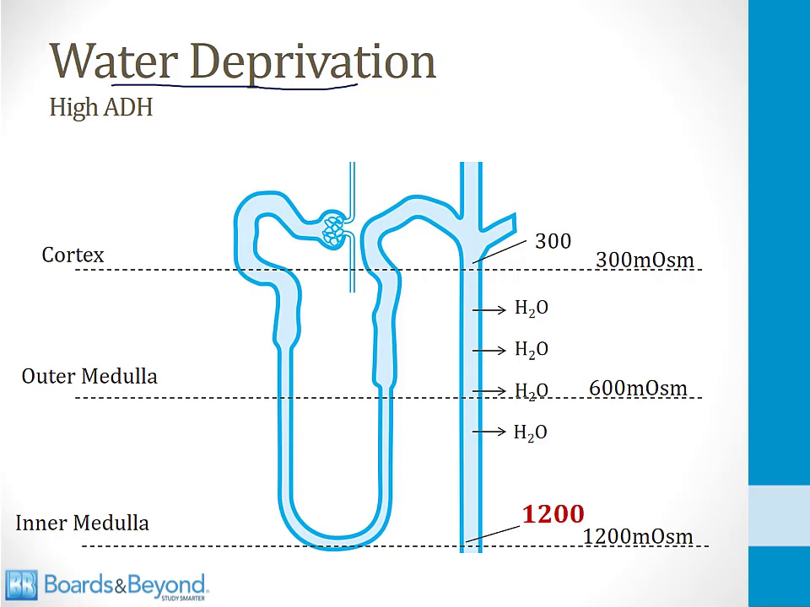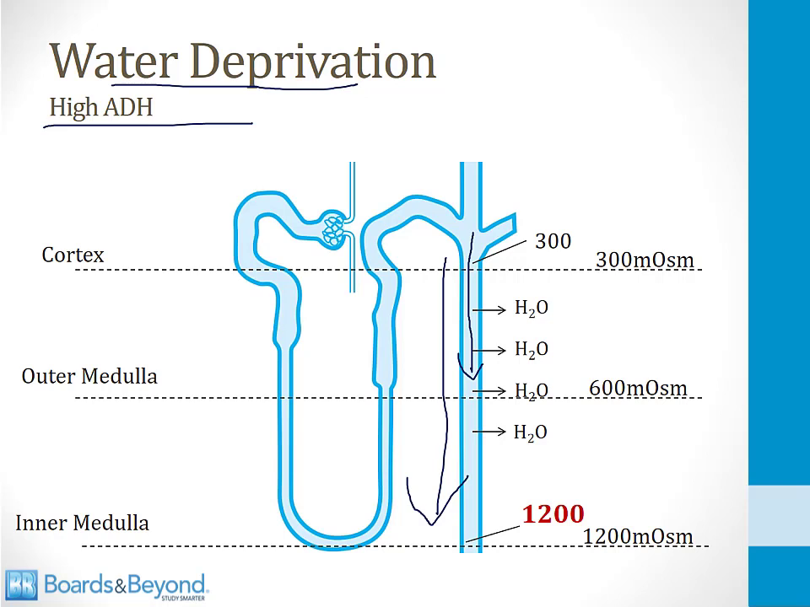For example, imagine you've been walking outside on a hot day, you haven't had any water to drink, and you've been sweating profusely. In this setting, your ADH level will get very high. That's because your plasma osmolarity is rising and it's being sensed by the pituitary gland, and ADH is being released. This is going to make the collecting duct here permeable to water through insertion of aquaporin channels. As a result, as tubular fluid moves down, it will equilibrate with the surrounding interstitial osmolarity.